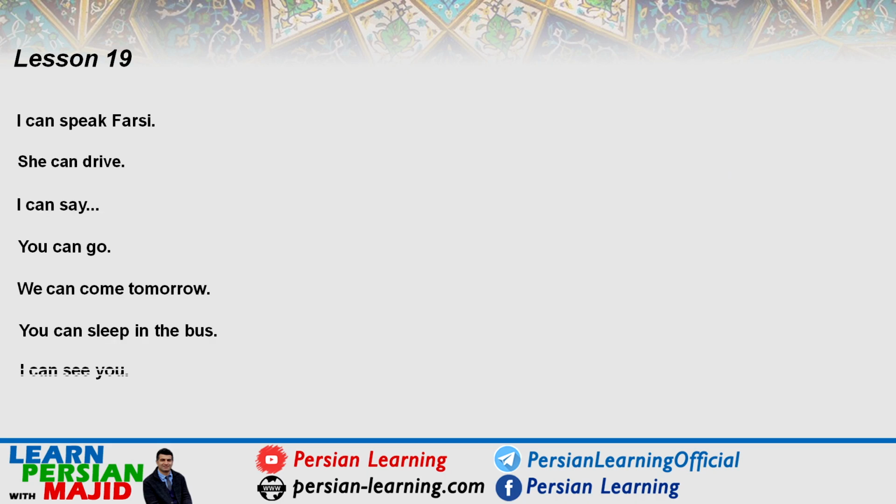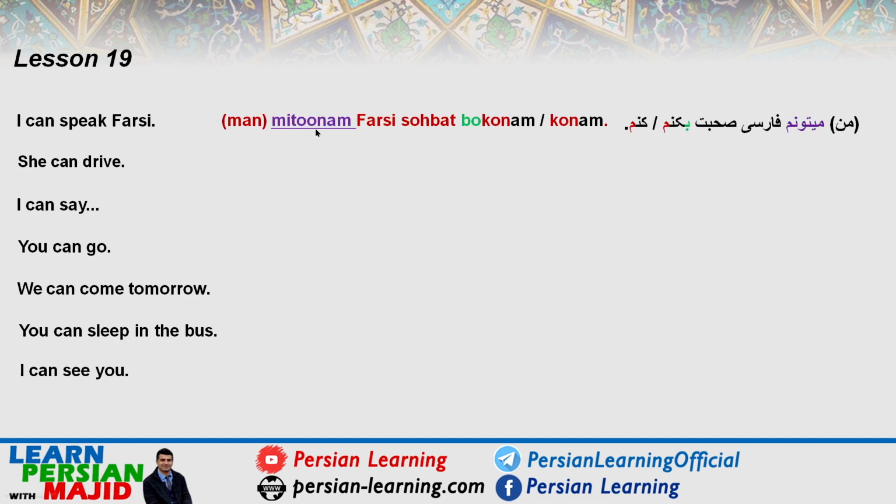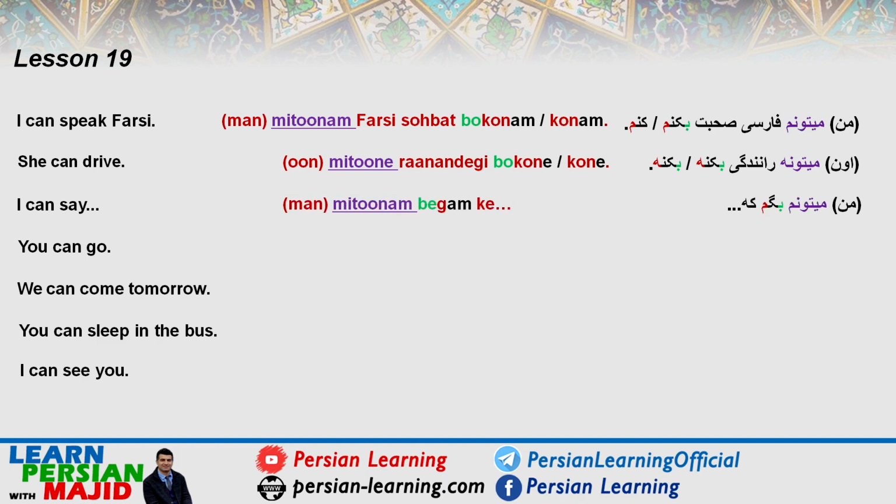Let's see the examples. I can speak Farsi. Speak, صحبت کردن. میتونم فارسی صحبت بکنم or کنم. For کردن, you can say with bo or just without it. She can drive. Drive, رانندگی کردن. So the verb is again کردن. میتونه رانندگی بکنه or میتونه رانندگی کنه. I can say میتونم بگم که. Then you can continue your sentence.